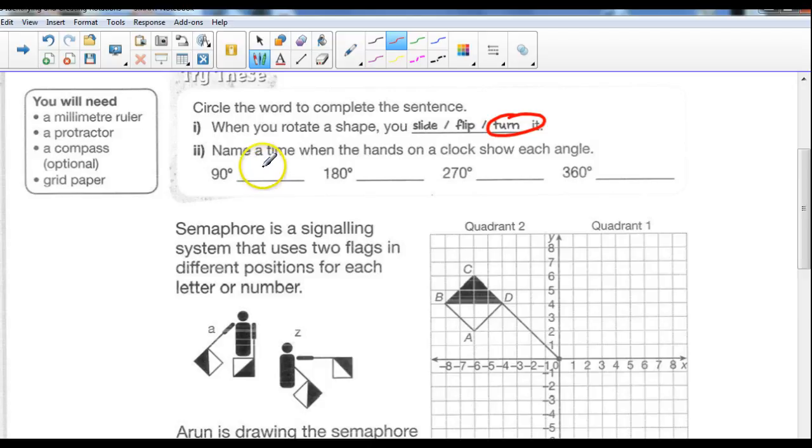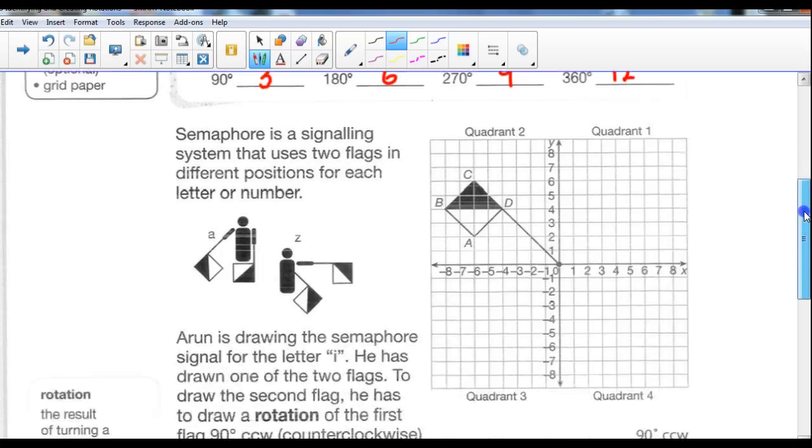Well, 90 degrees is 3 o'clock. 180 degrees is at the very bottom of the protractor at 6 o'clock. 270 degrees would be the 9 o'clock position on your watch, and 360 degrees would be 12 o'clock noon or 12 o'clock midnight. Okay, so hands of a clock, 3, 6, 9, and 12.